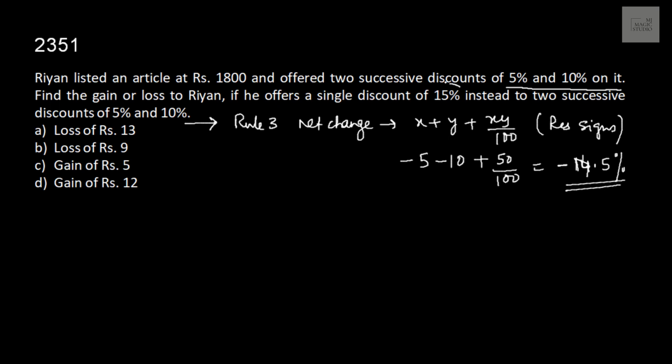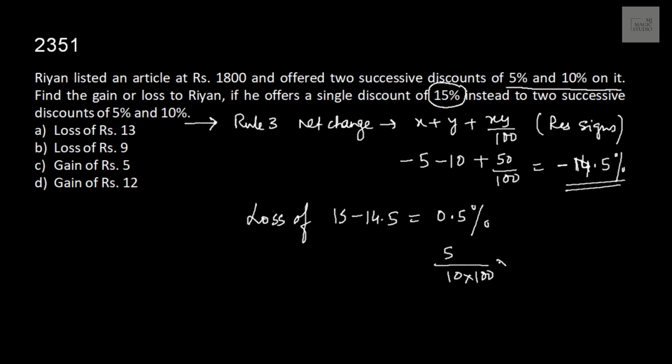But if we give straight away 15% discount, obviously he needs to face a loss of 15 minus 14.5, that is 0.5%. Now our task is just to find how much is 0.5% of 1800. That comes to 5 by 10 into 100 into 1800. Okay, so this is 90 by 10, that is rupees 9. So if we give straight away 15% discount instead of two successive discounts, he will need to incur another loss of 9 rupees, which features in option B.